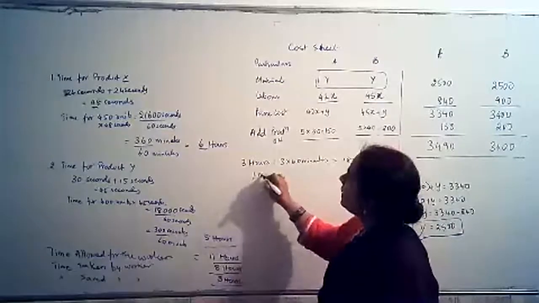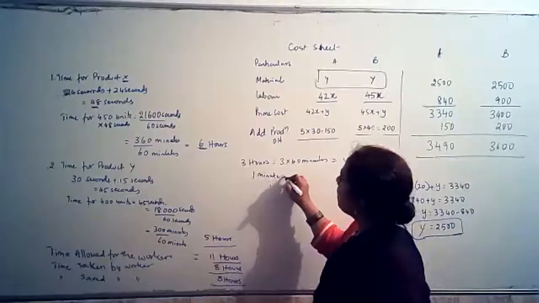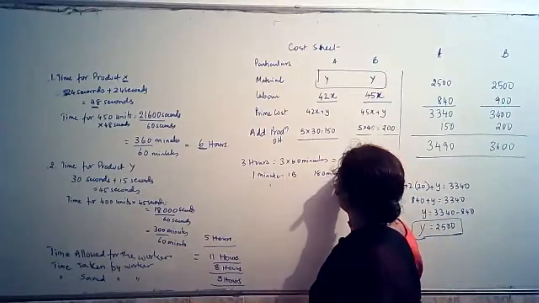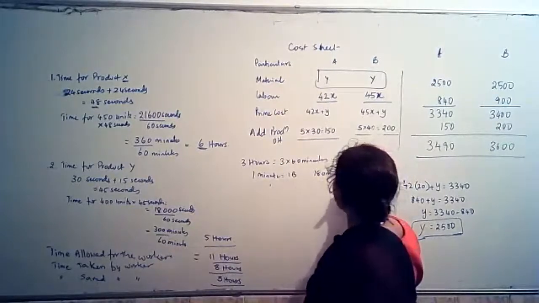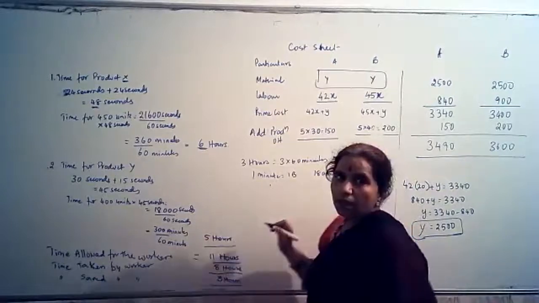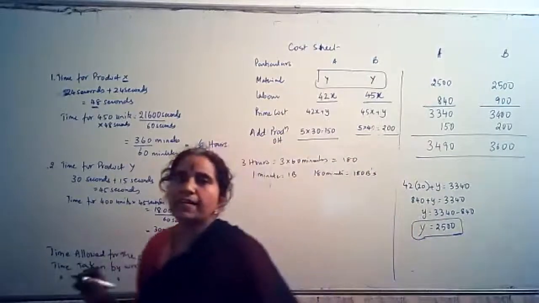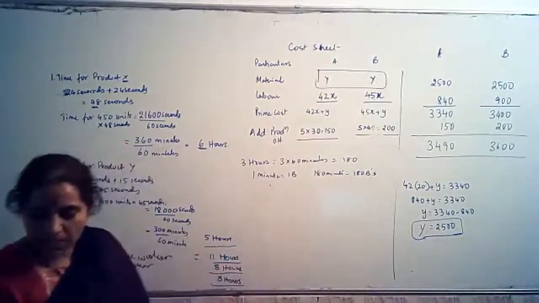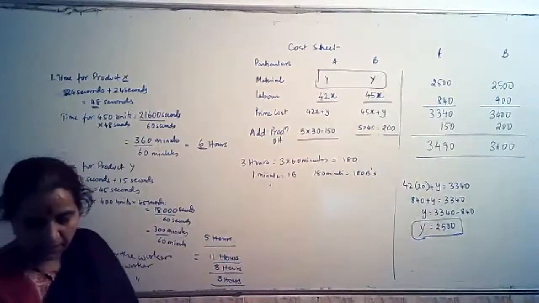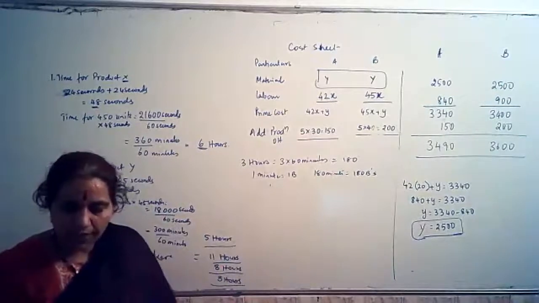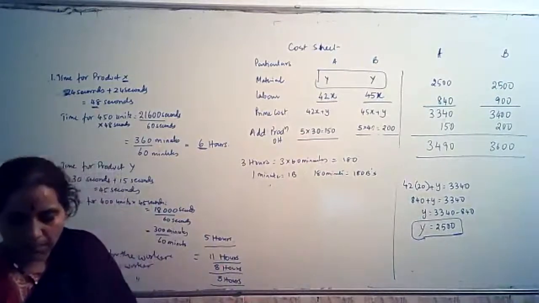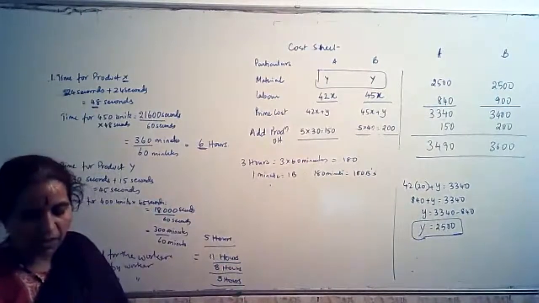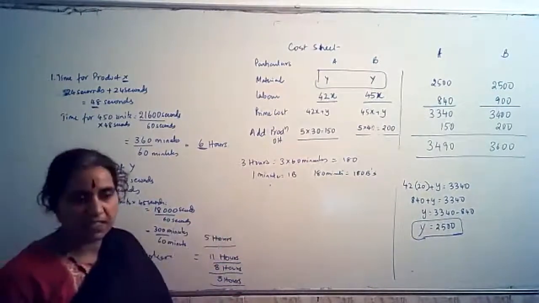So 1 minute is equal to 1 B. Therefore 180 minutes is equal to 180 B's. Now we know 180 points have been saved. So now what is the rate they have already given? They have already given 20 rupees per hour. The rate is already given, 20 rupees per hour.